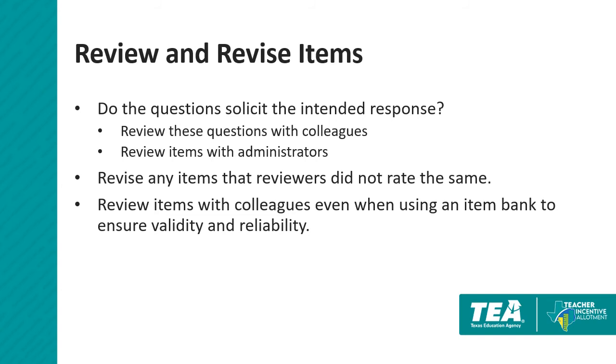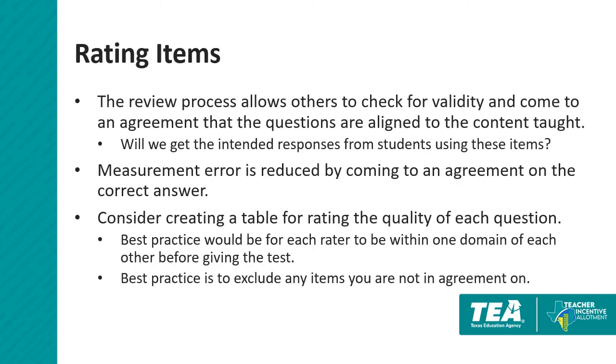During the review and revision process, it's a good idea to come up with a rating system for items and determine what the margin of error is for calibration on each item. The review process allows others to check for validity and come to an agreement that the questions are aligned to the content taught. Measurement error is reduced by coming to an agreement on the correct answer.